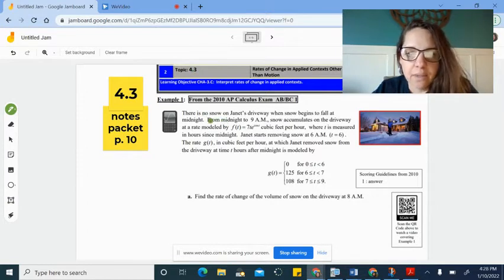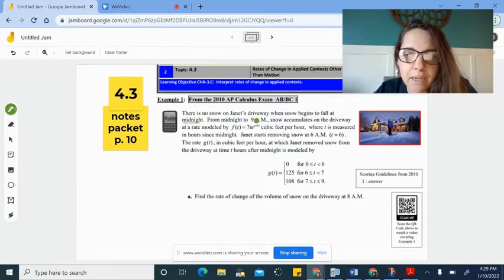And hey, it's handy. There's snow, or there was snow. Maybe there'll be snow again. There's snow on Janet's driveway when the snow begins to fall at midnight. Okay, so we're gonna have to keep that in mind, right? And this is literally from an old exam, an AP exam.